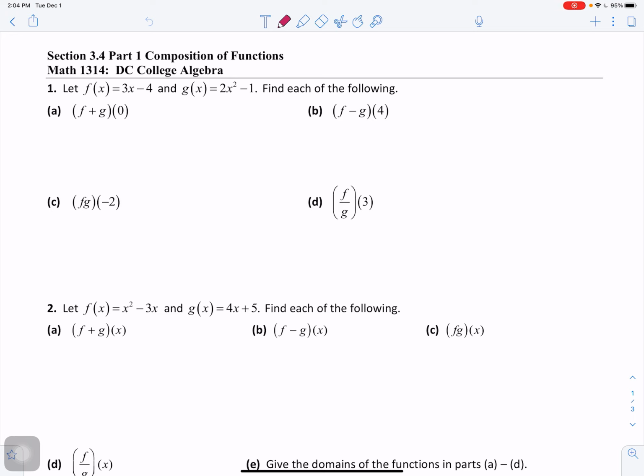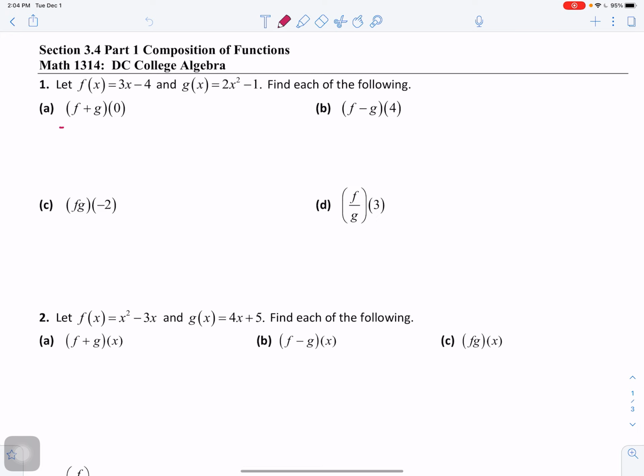So we're first asked in 1a what f plus g of 0 is. So f plus g of 0 is f of 0 plus g of 0. Now, we're going to go to f, and everywhere there's an x, we're going to put a 0. So we have 3 times 0 is 0 minus 4. So f of 0 is minus 4.